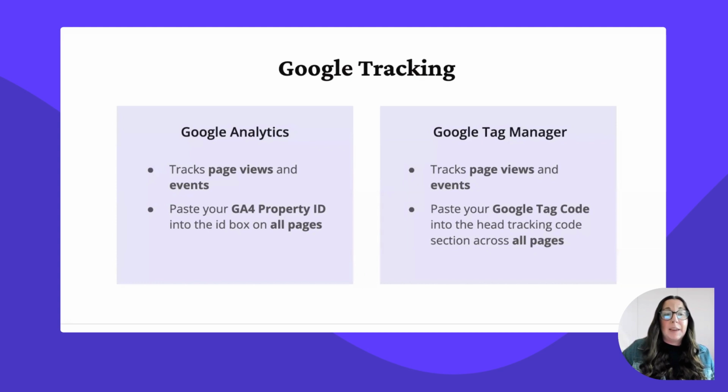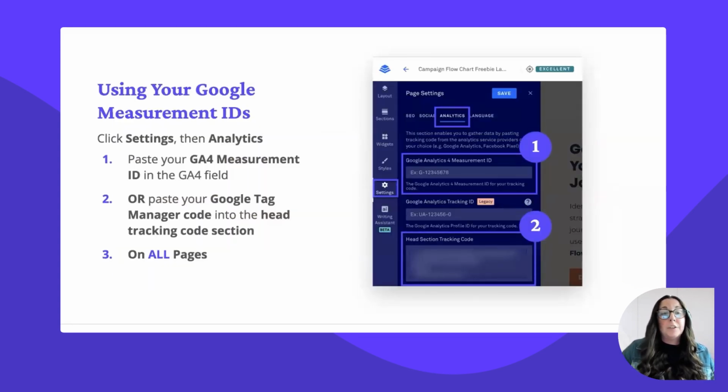Now, inside of Leadpages, we're pasting the GA4, the Google Analytics 4 property ID, into the ID box on all of your pages. If you're working with Google Tag Manager code, that code is going to go into the head tracking code section across all of your pages. So it's very similar approaches to either one. You'll have to do a deeper look into what makes the most sense for your business case. But at the end of the day, I am going to just highlight for you that whether you're using the Google Analytics GA4 code versus Google Tag Manager, you're still coming to the same place inside of your Leadpages account.